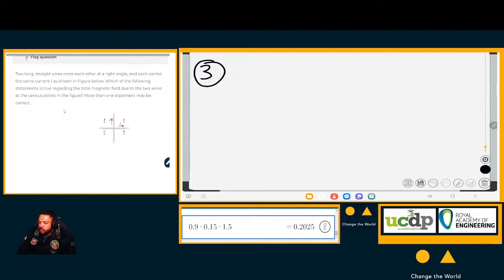Now let's look at this. First we have this conductor carrying the current in this direction, and then we have a perpendicular conductor carrying the current in that direction. Now I call it conductor, you can call it wire, it doesn't matter.